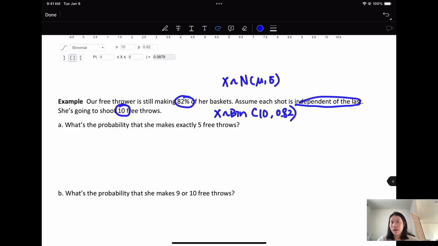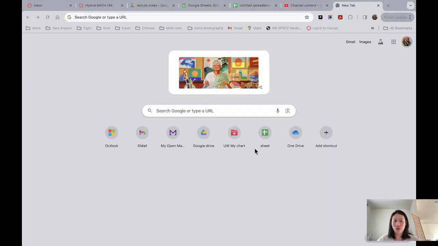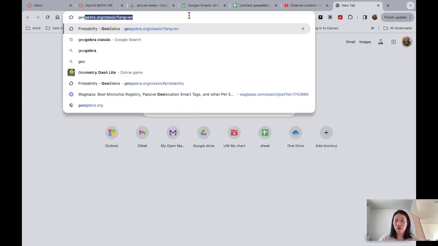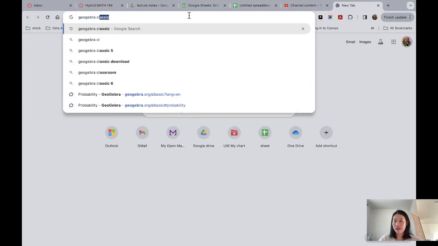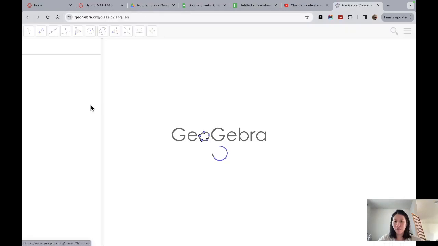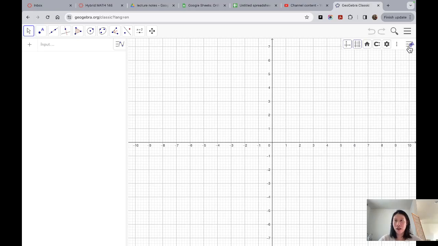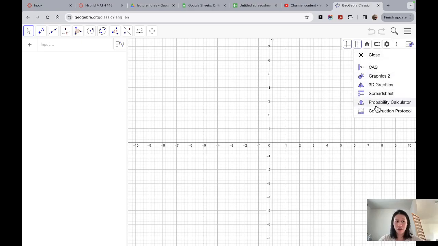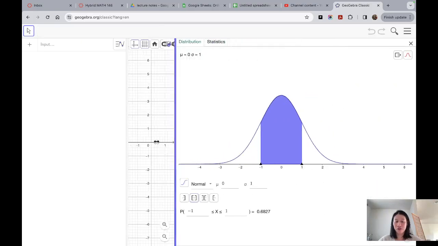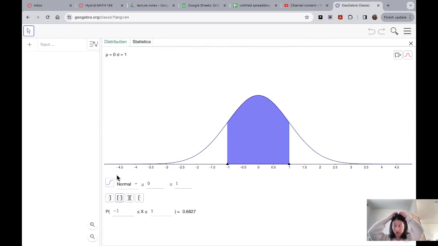Now, let me show you how to do it on GeoGebra. So first, you go to Google. You type in GeoGebra Classic. Okay, after you click that, you will choose probability. If you don't have this chart, you can find it here, find 3 dots and choose probability calculator.